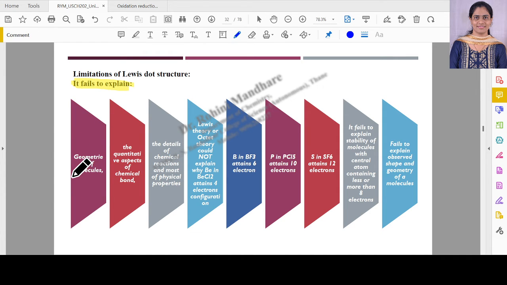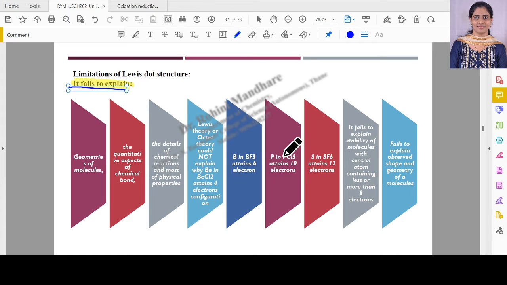This structure fails to explain the geometries of molecules, and the quantitative aspect of the chemical bond. How much is covalent character, how much is ionic character, it fails to explain. Many properties it fails to explain. We know that when the octet is complete the molecule is very stable, but we know BF3 has only 6 electrons. Still, BF3 is a very stable molecule.